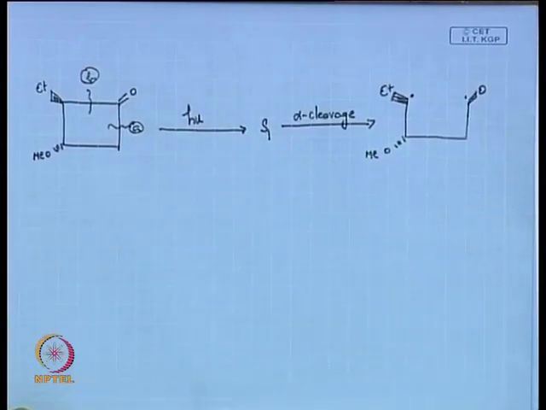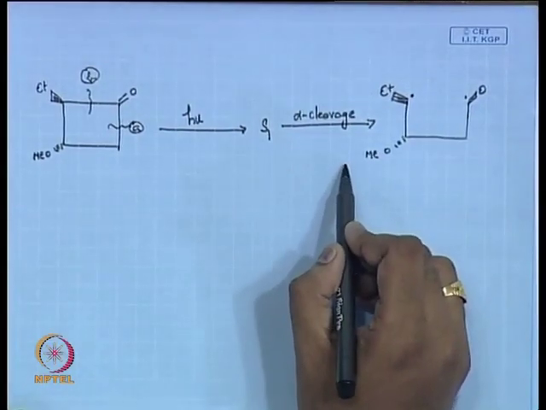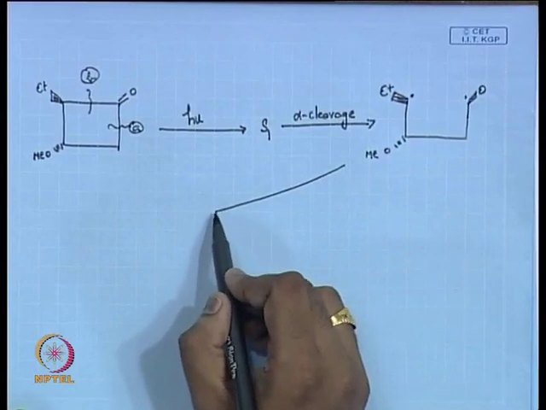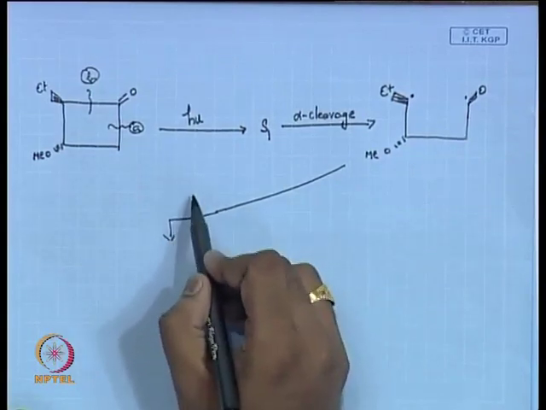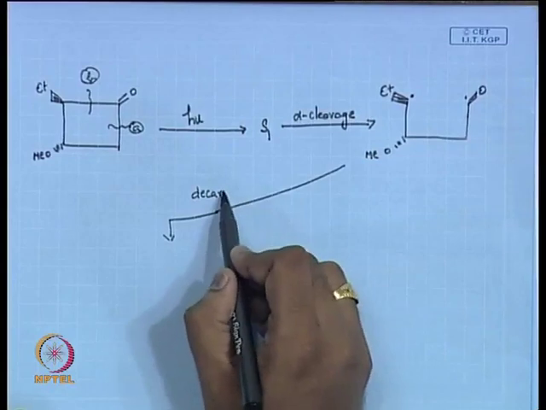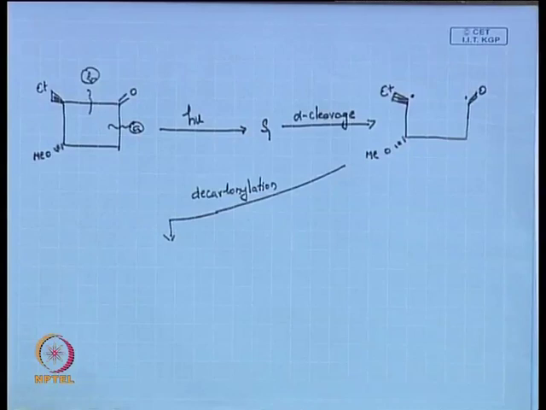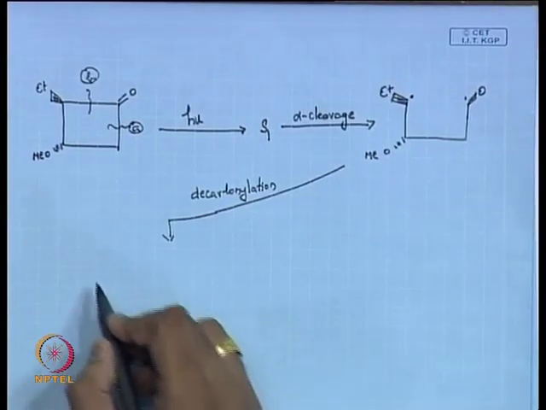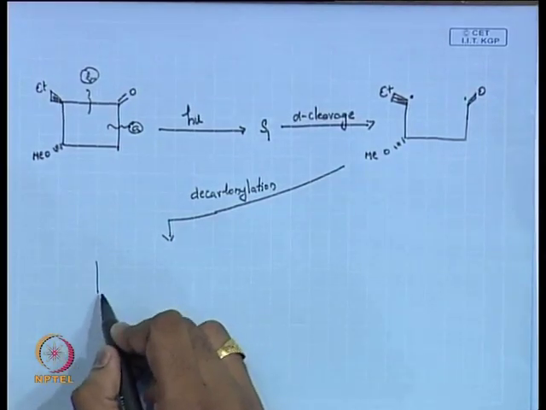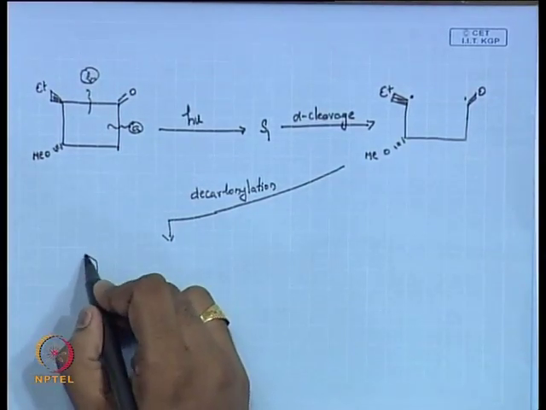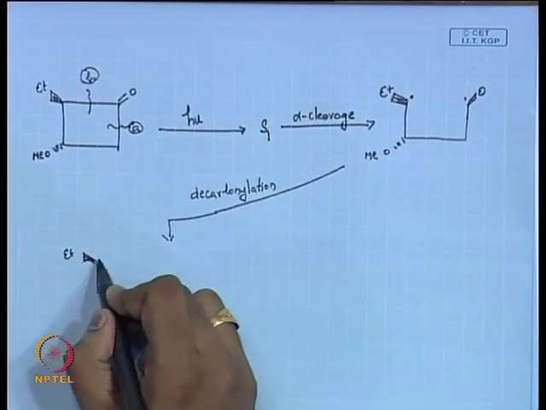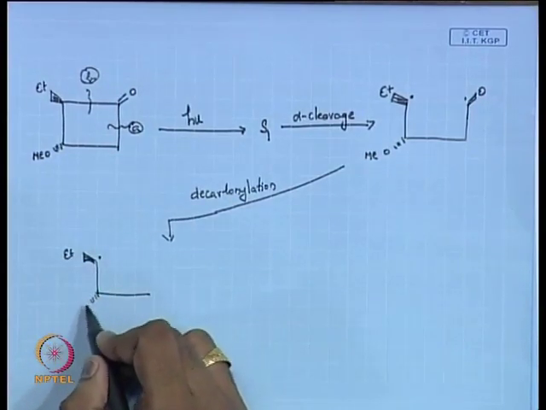I get this product now. I can do my decarbonylation. See, decarbonylation happens very fast because it is a cyclobutane at the end of the day. So, you will get a dot and you will get your OMe.